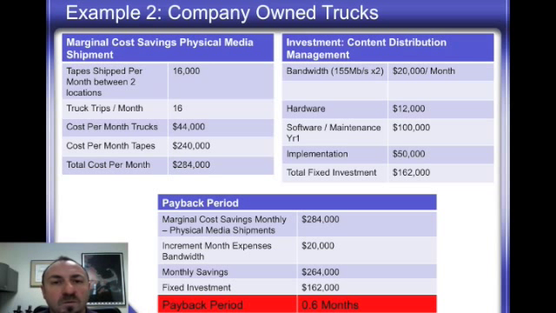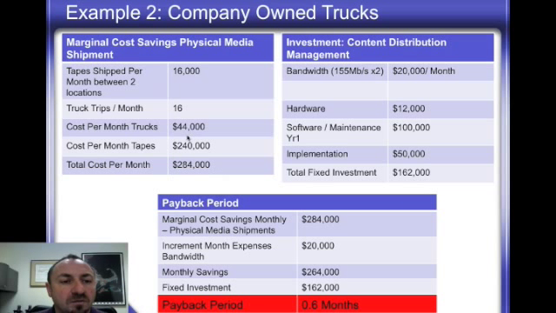Well, we're working with them to replace the trucks with totally file-based movement over networks, content distribution management. So they bought two OC3s in the two facilities for about $20K per month. Excuse me, that's total $20K across the two of them. About $12,000 in hardware, pretty beefy servers. About $100K in software, about $50K to implement. So about $162,000 incremental fixed investment over the $20K per month.